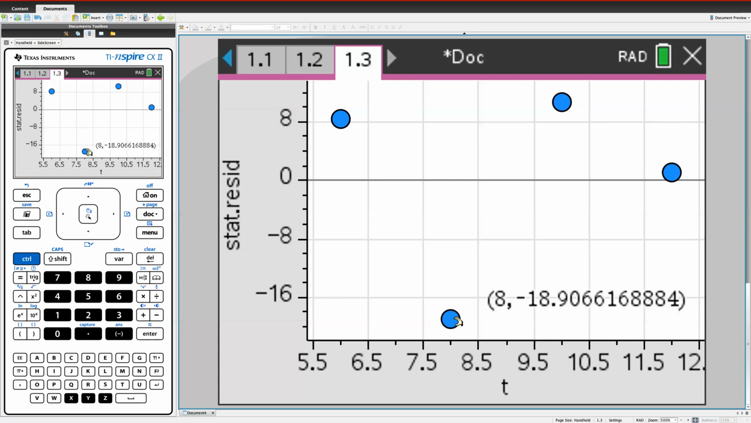So if I ask you what's the error on this point, one more time before I move on, what's the answer? 18.9. Why not negative 18.9? Because the error doesn't care if it's positive or negative, it just wants to know how much it was wrong by. Questions over that? I think that's a wrap.